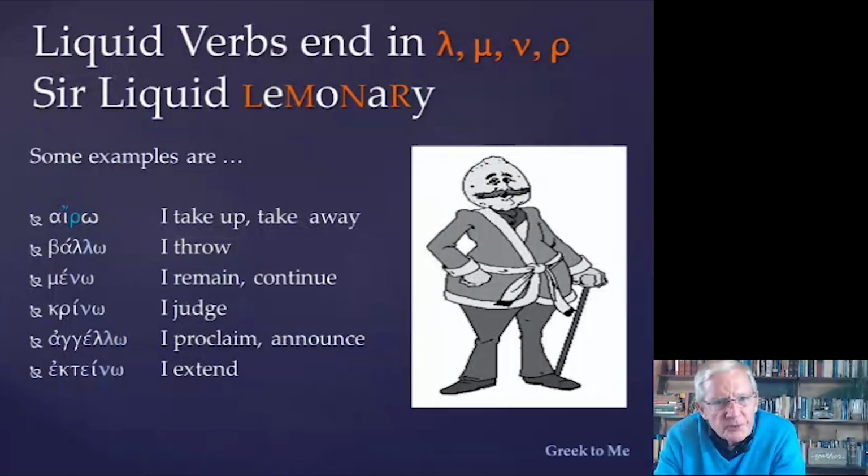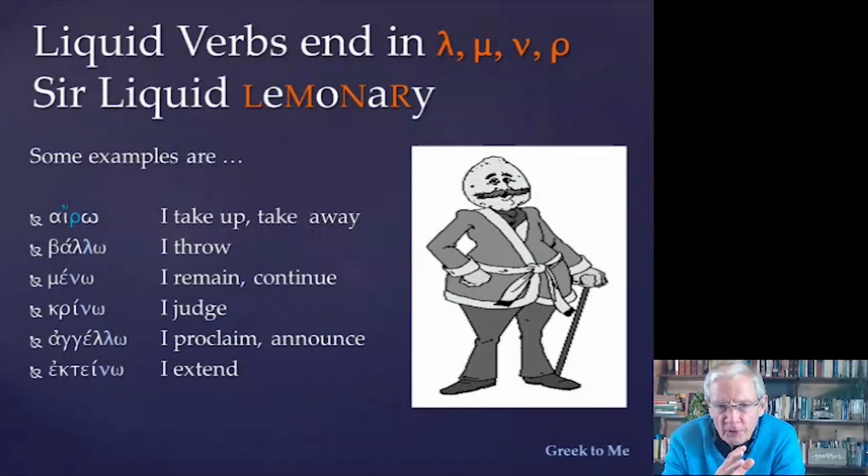Liquid verbs end in one of the following four letters: the lambda, the mu, the nu, and the rho. These are letters we've had all the way through, and in our vocabulary, we've had these words. If you take a look off to the left, we've had these words before. No real new vocabulary here.